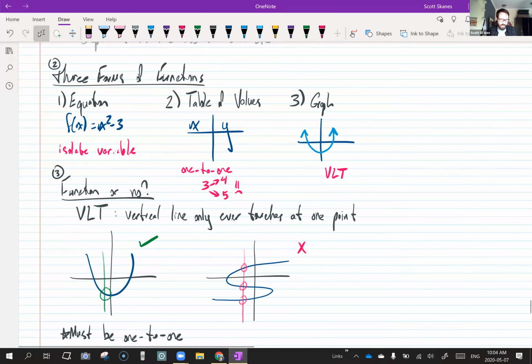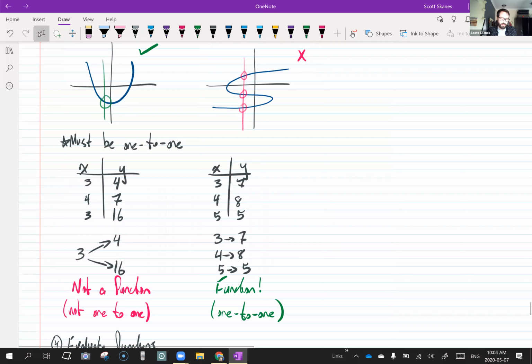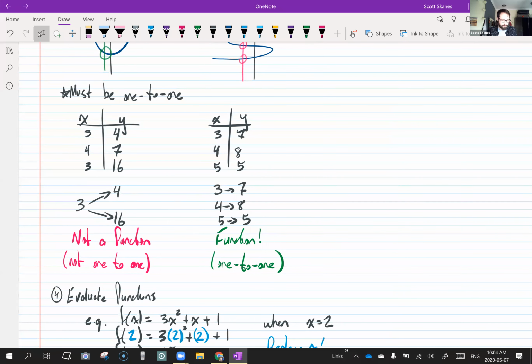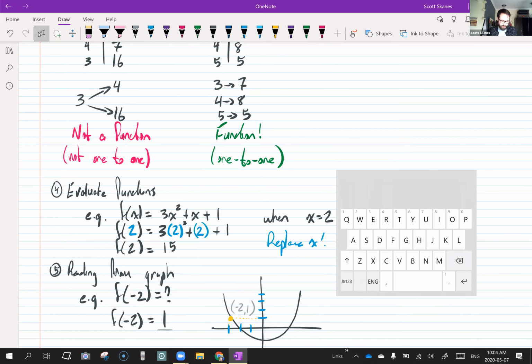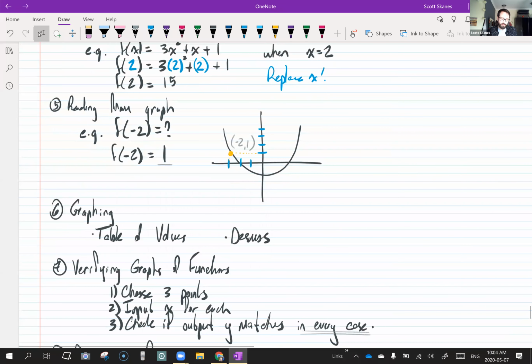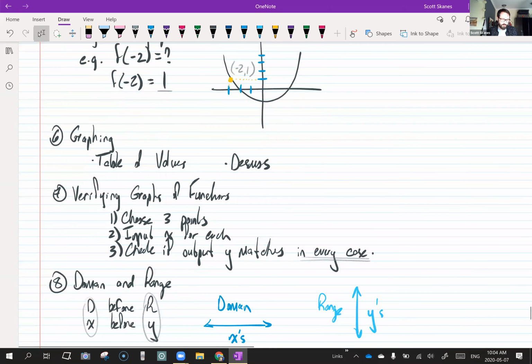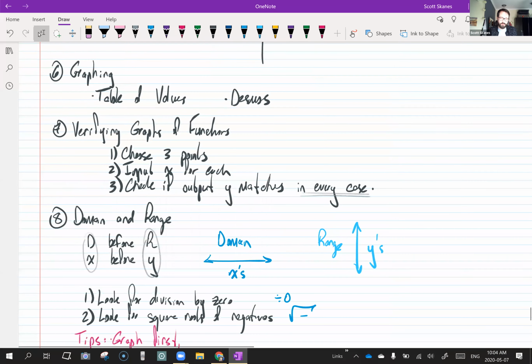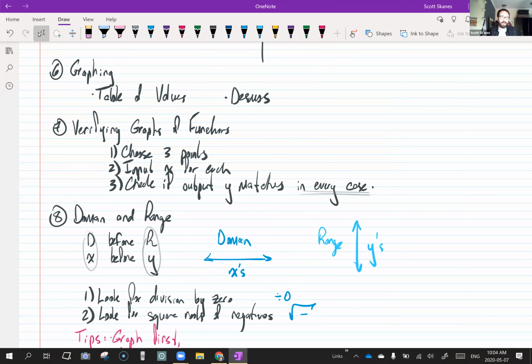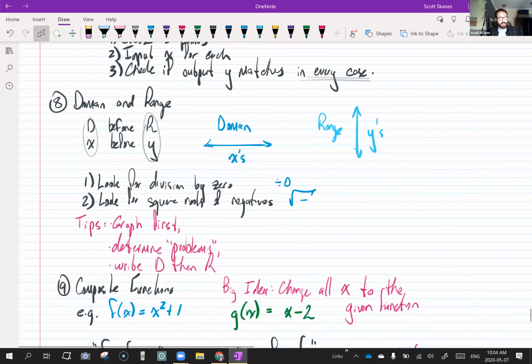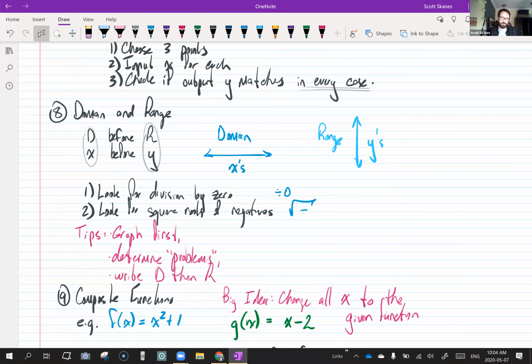Equations, table of values or graphs. Vertical line test, checking if a function is a function or not. Evaluating functions. Reading a point from a graph. Graphing using table of values or Desmos. Verifying graphs, which means taking 3 points and checking. Domain and range, which many students are not doing well on really, and the assignment does have 2 questions on domain and range. You have to get the domain and range of 2 different functions.